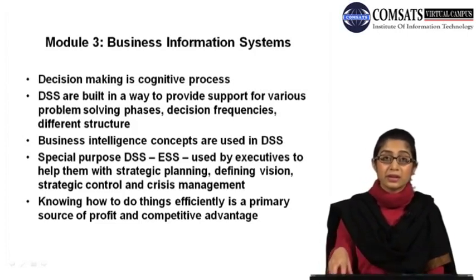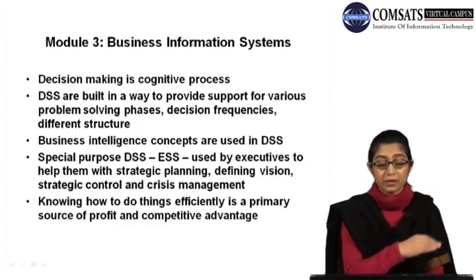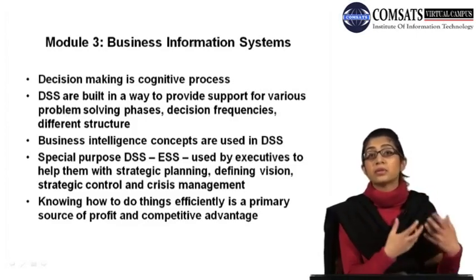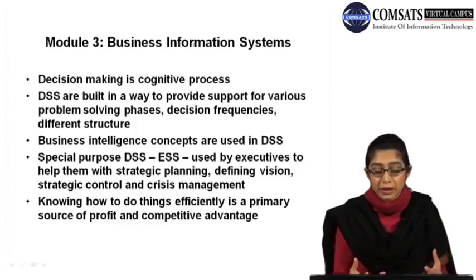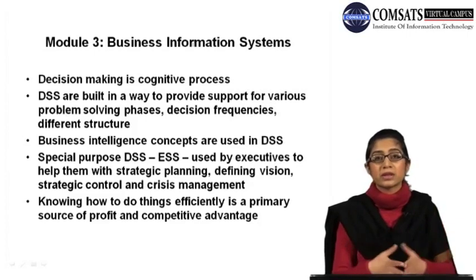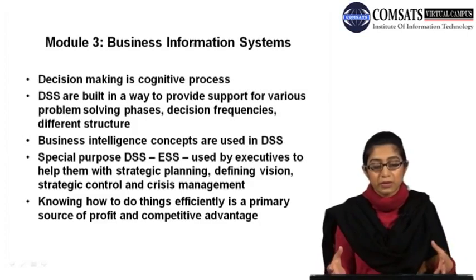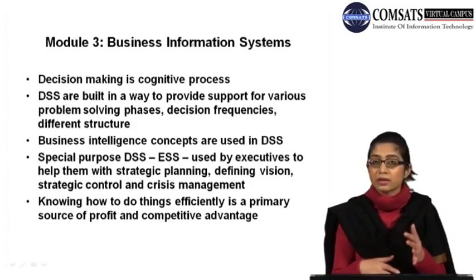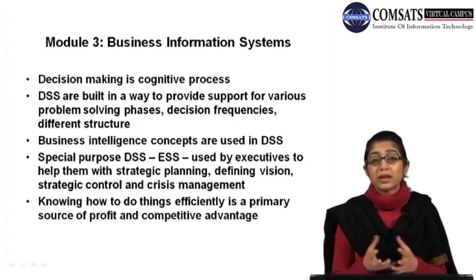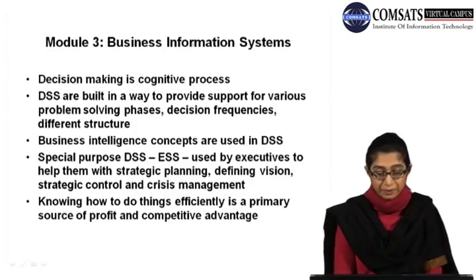So again executive support systems were used by executives again at a very higher level to help them with what they do, and what the executives do is do all kinds of strategic planning. So defining visions for an organization, for different kinds of strategic planning either on the organization or for the workforce, or to do any kind of strategic control and crisis management. So these are the kind of jobs that the executives do, and these ESS systems basically help the executives with these jobs as well. Right ji.